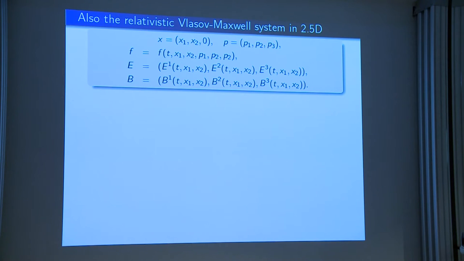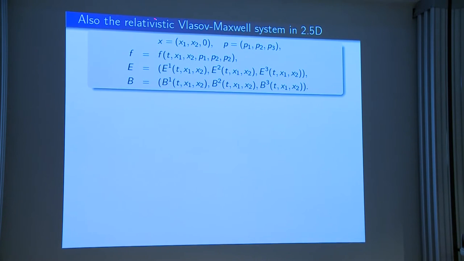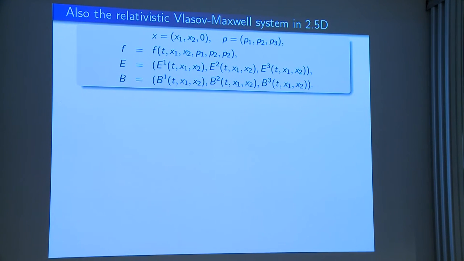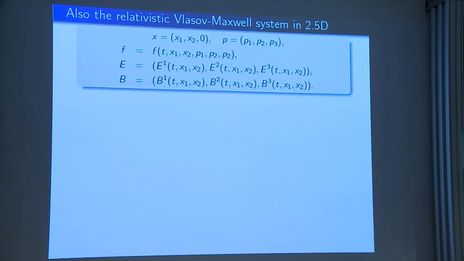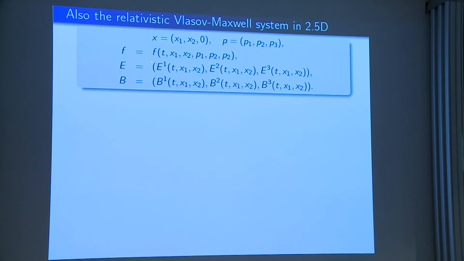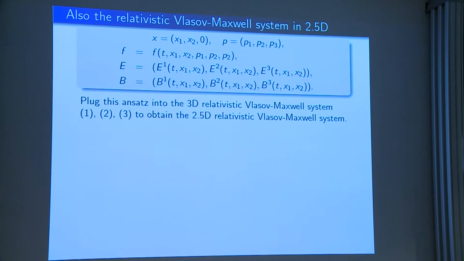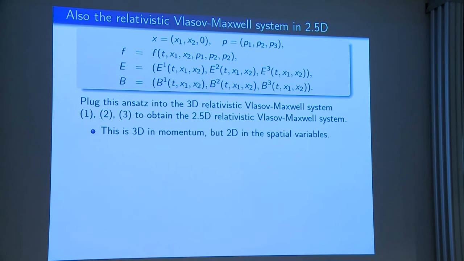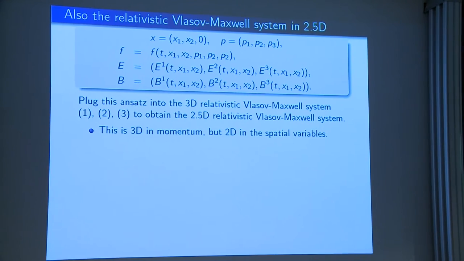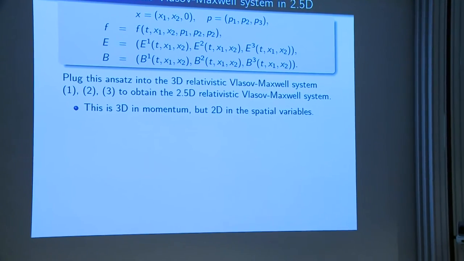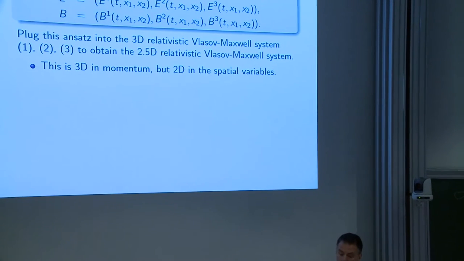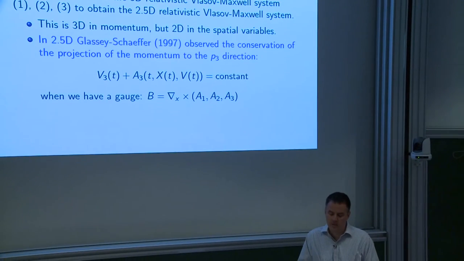And now you also have the 2.5D relativistic Vlasov-Maxwell. In this case, you just assume that X is of the form X1, X2, 0, and P has the full three variables. Then F, E, and B depend upon T, X1, X2, P1, P2, and P3, respectively. And you have all the components. And you plug this into 3D Vlasov-Maxwell, and you obtain the 2.5D Vlasov-Maxwell system. I'll write it down on the next slide. It's important to point out this is 2D in space, but 3D in momentum.